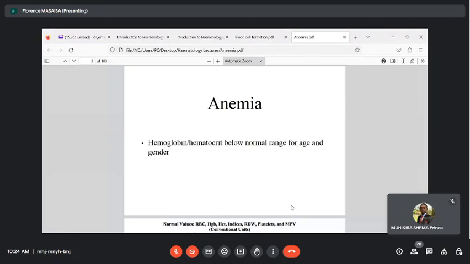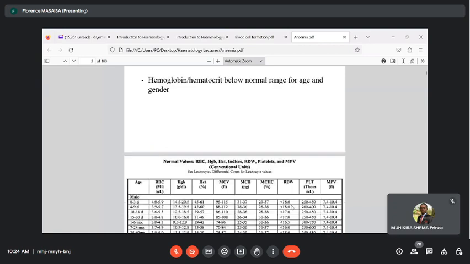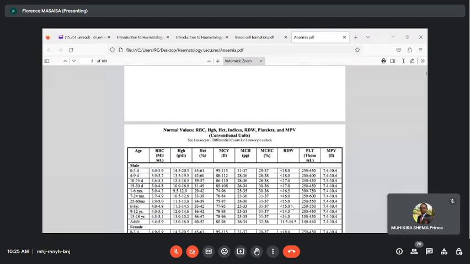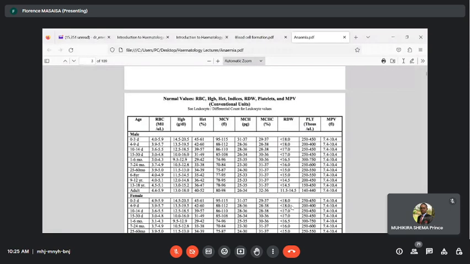Well, let's continue to anemia. By definition, anemia is just a decrease in hemoglobin or hematocrit. You consider the age and the gender of your patient, because a newborn is different from an adult, and female and male differ too. So this table summarizes the normal values for red blood cells, hemoglobin, hematocrit, the red cell indices, the platelets, and so on. You compare the sex and the age of the patient for each parameter.